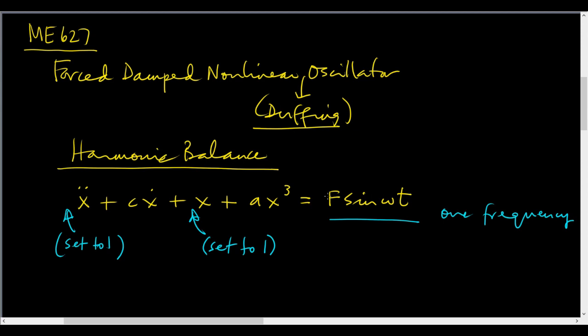Now the thing is, if it was a linear system, that means if this term was not there, then we can use superposition, and then we can do the solution for each individual frequency and add them up and things like that, but we can't use superposition here. So this is a limited situation, but still something worth studying.